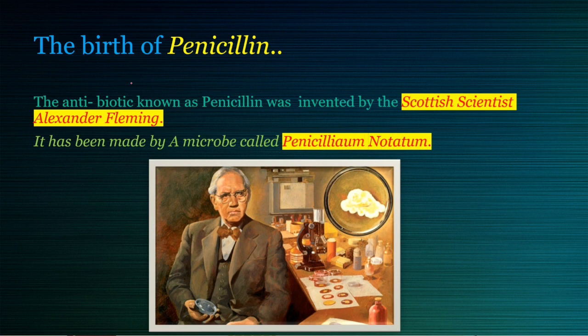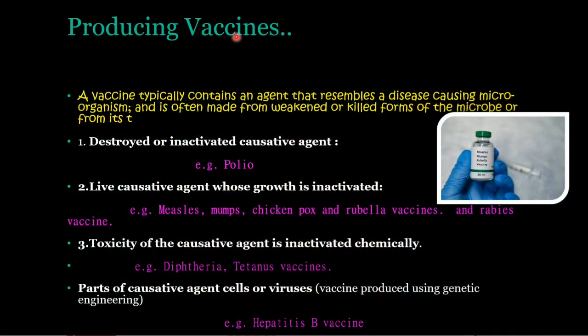So, the birth of penicillin. The antibiotic known as penicillin was invented by the Scottish scientist Alexander Fleming. This penicillin antibiotic was invented and revealed by the Scottish scientist Alexander Fleming. It has been made by a microbe called Penicillium notatum, as I told. So you can see here a picture of the Scottish scientist Alexander Fleming. This is the picture.